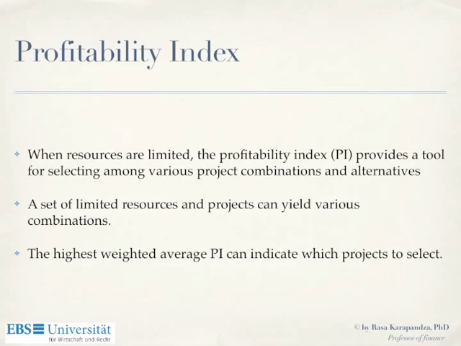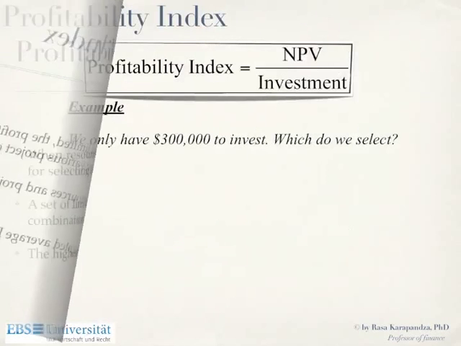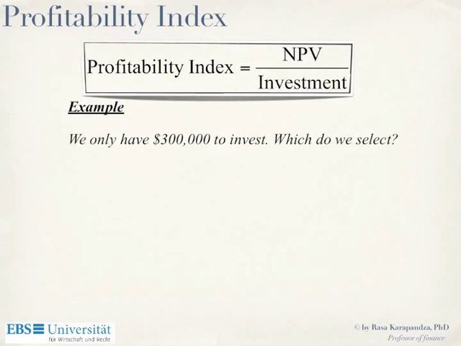The profitability index is used when you want to select among projects, but you cannot select all the projects that are available. Let's say you have multiple projects that offer you positive net present values, and you can select only some of them because you have a budget constraint. Usually firms have constrained budgets. They don't have an infinite amount of money at their disposal. So one way to do it is the following. Imagine that you have $300,000 to invest, not more than that.